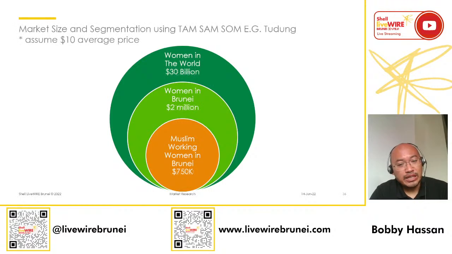So then you convert it to the dollar sign, so times by $10, so you'll get the total addressable market is $30 billion per month, and women in Brunei 2 million, and then Muslim working women in Brunei is 750,000. So looking at these numbers, it will entice the investors into wanting to invest in the business. Of course, don't forget, we also want to look into the competitors, because not all that 750,000 in Brunei will be yours. It will be shared by the competitors.